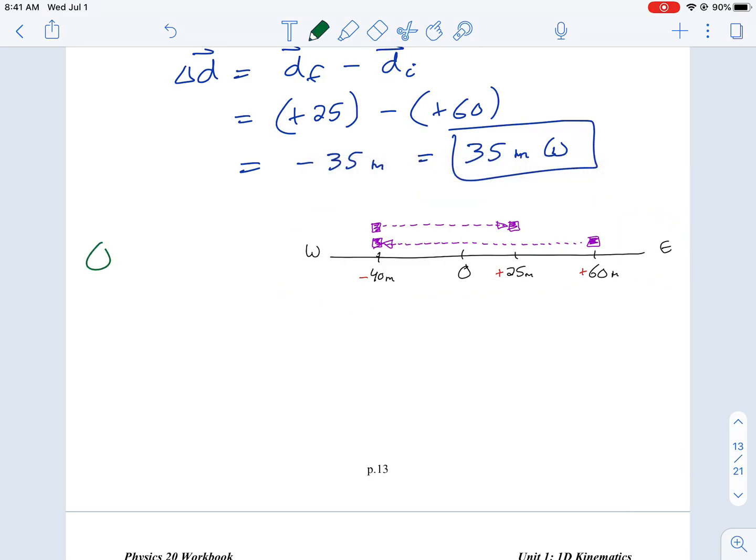So let's now do overall distance. And you have to remember that distance is a scalar quantity, so you don't have to worry about positives and negatives for this one. You just have to figure out how far this thing actually traveled. We're going to break this into parts.